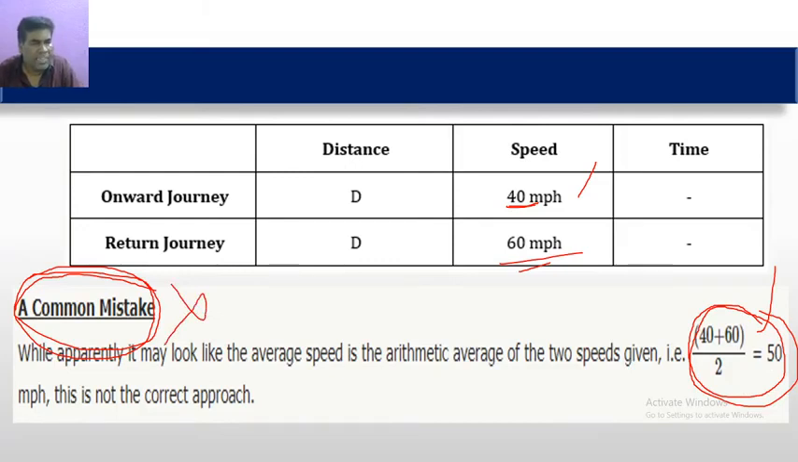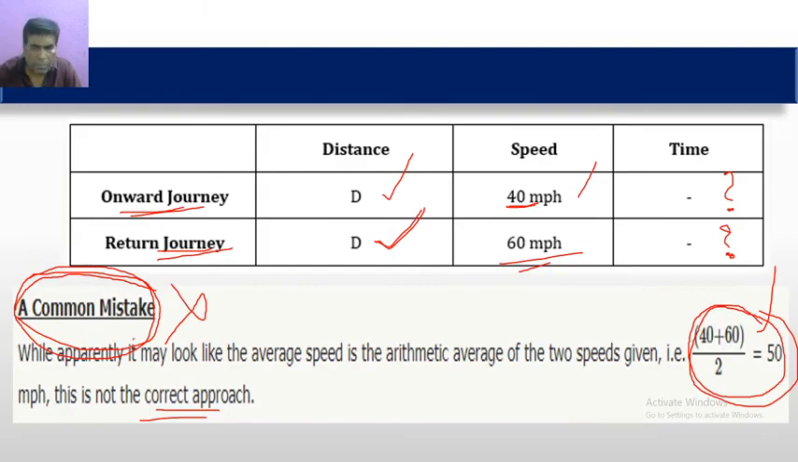This is a mistake because it is not the correct approach. During the onward journey we have to take the distance as d. During the return journey the distance is also the same, so we take it as d. We have to find the time in the first case, and the time in the second case. Then we have to calculate the average speed.